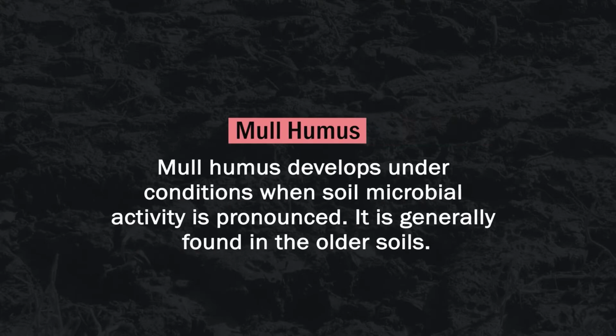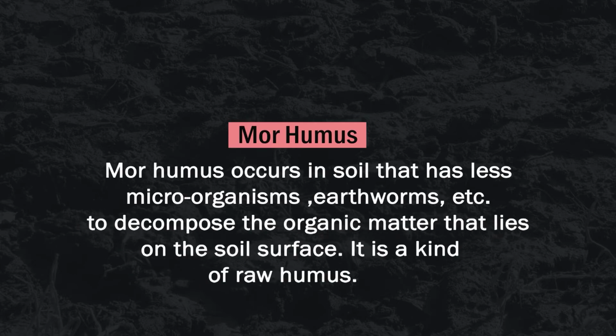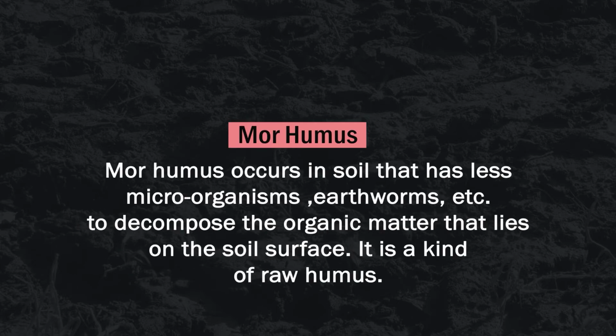So, after decomposition, beginning from the weathering, the other steps are, for example, there are two types of humus which we must remember. There is mull humus and mor humus. Mull humus develops at a stage where soil microbial activity is very high, and it generally happens in regions where the older soils are formed. Then mor humus occurs in soil that has less microbial activity, because of which it is a kind of raw humus, which we commonly call it.